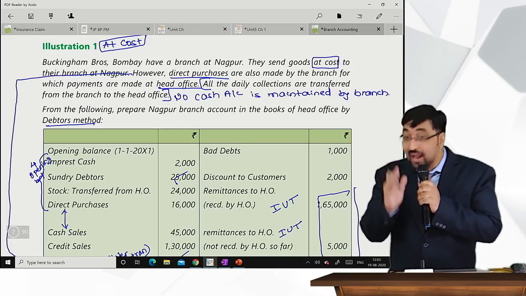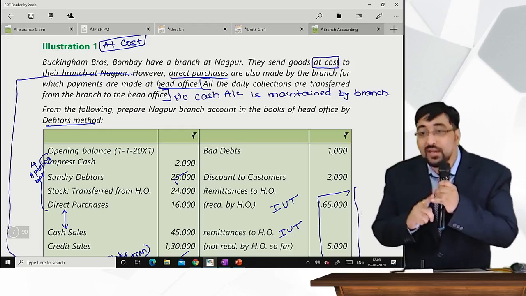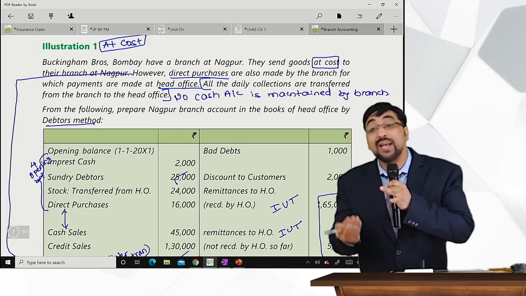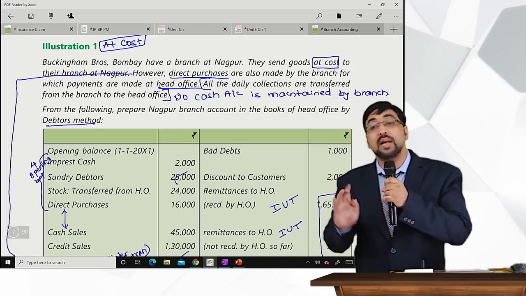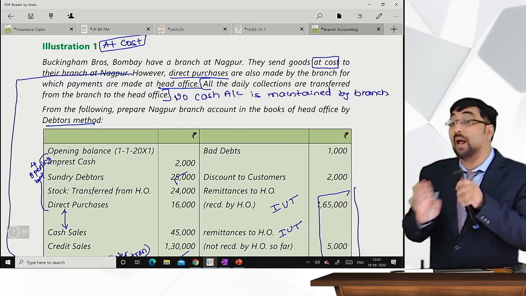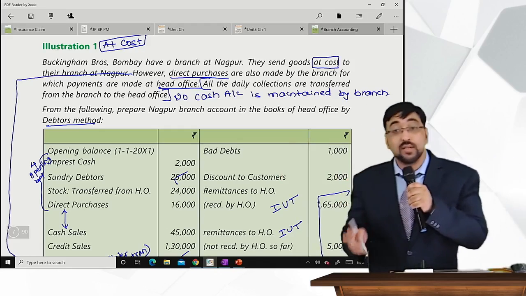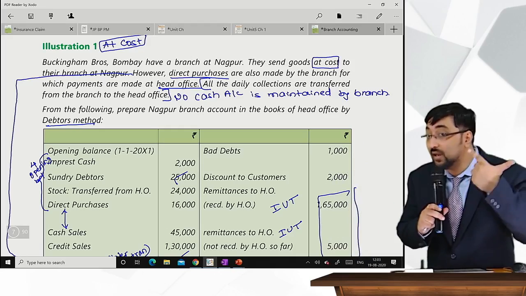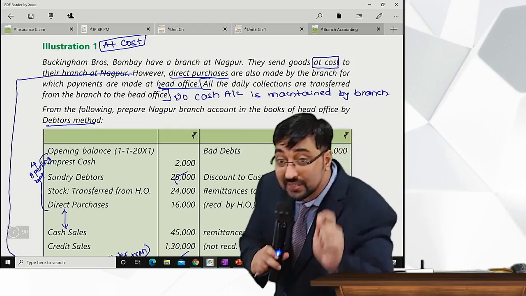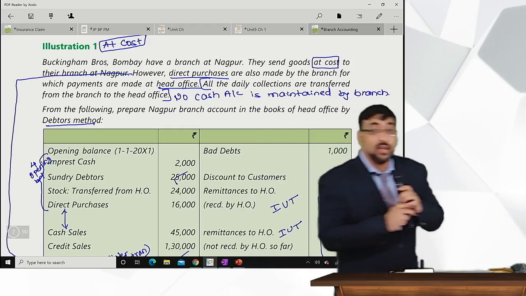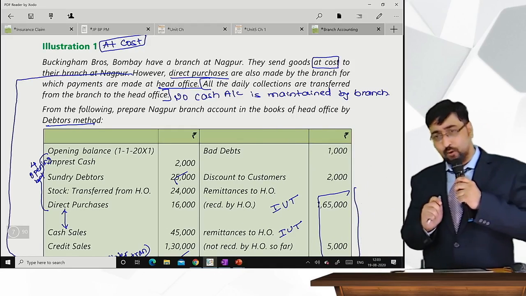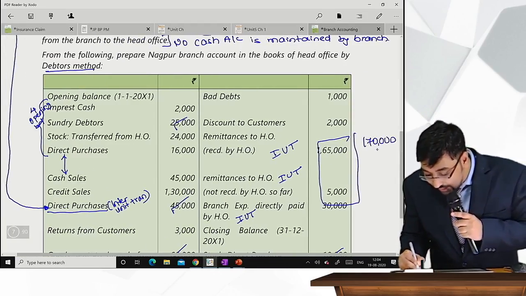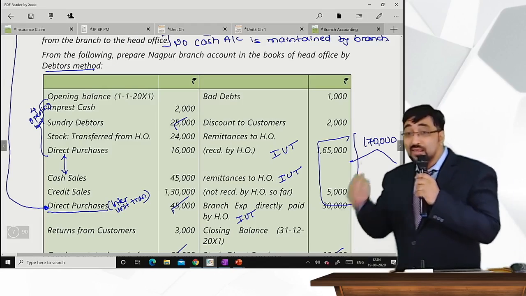Now, branch has only two sources of inflows. One is cash sales and second one is collection from debtors, and they have not paid any expenses amount because all expenses are directly paid from HO. So here branch is not maintaining any cash account, and that amount is sent to head office. So you can find out this 1,70,000. Write down on question only 1,70,000.